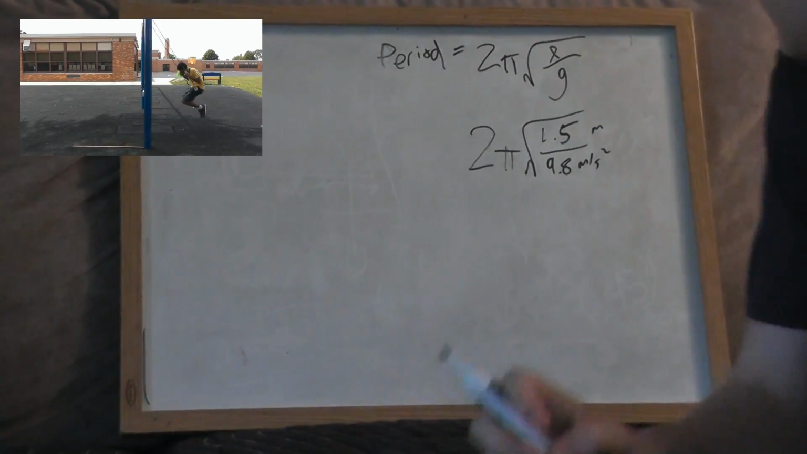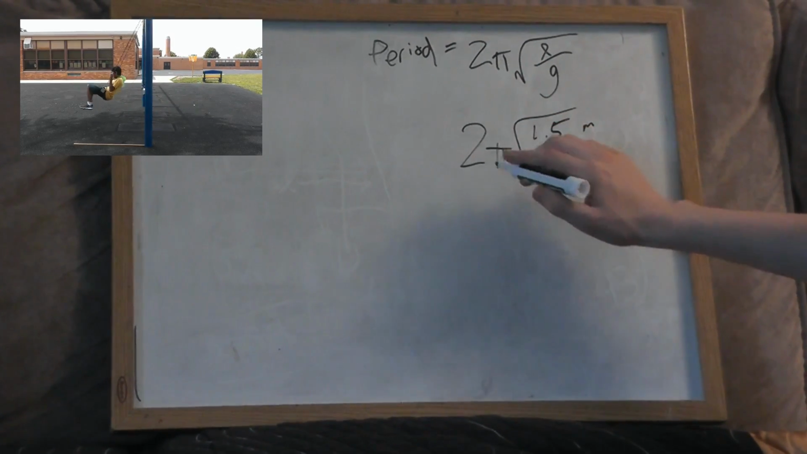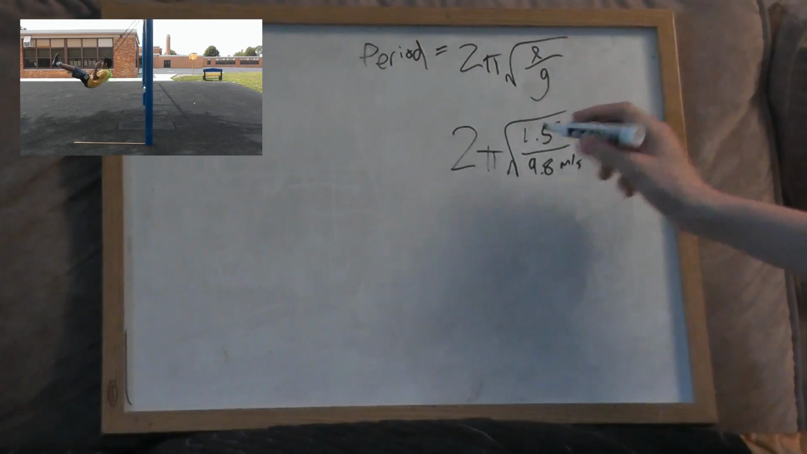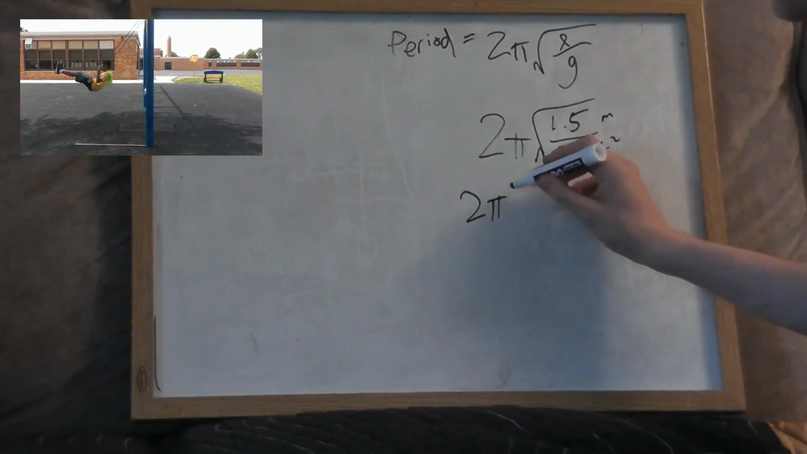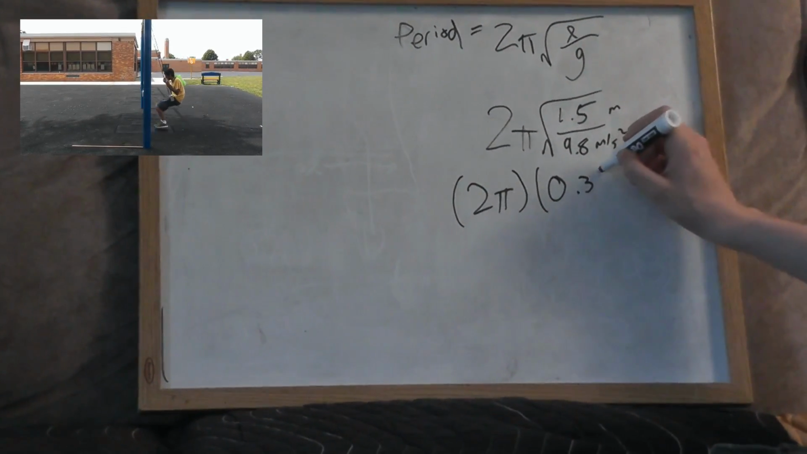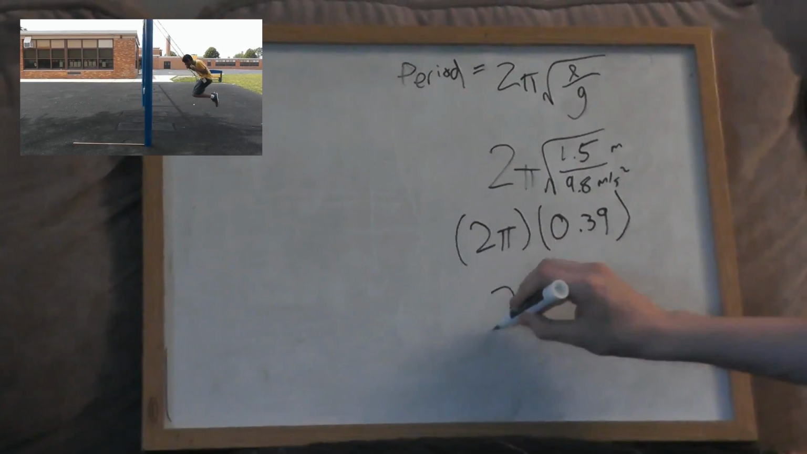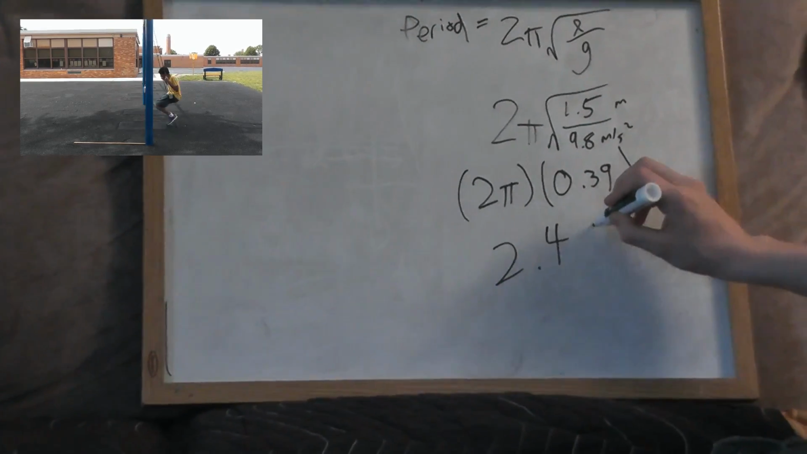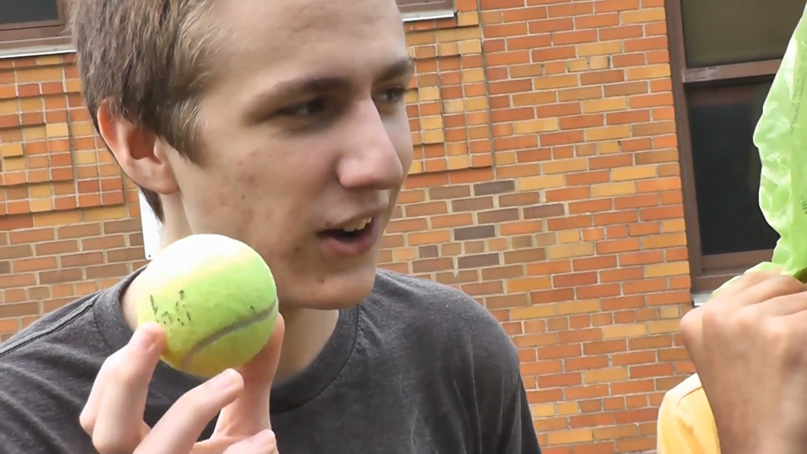So what do we do now? We multiply 2 pi times the square root, giving us 2 pi times 0.39, which ultimately comes out to 2.46. And of course, Phase Alien, any physics lesson would be incomplete without the inclusion of projectile motion.